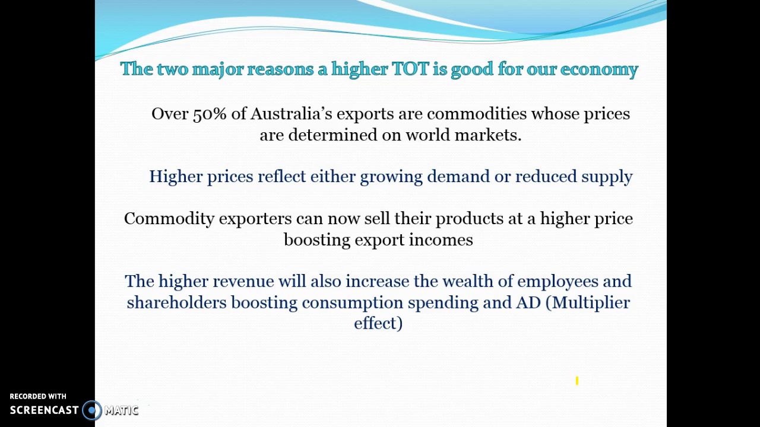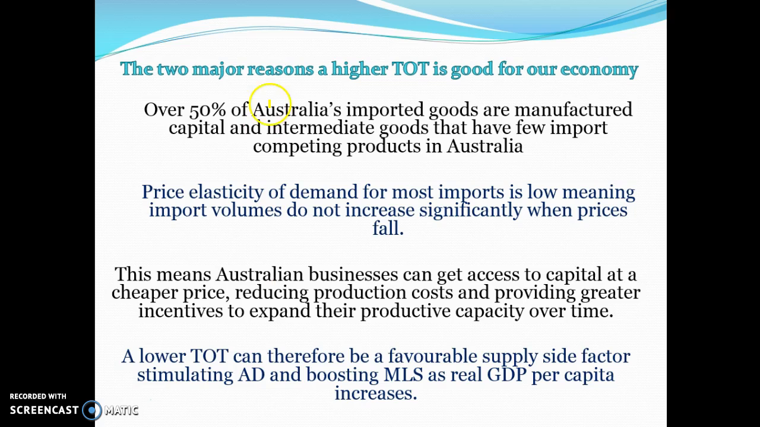Two major reasons a higher terms of trade is good for our economy is because over 50% of our exports are commodities, and therefore at a higher price that leads to more income coming into the economy and more revenue. And secondly, over 50% of Australia's import goods are manufactured and intermediate goods with a low elasticity of demand. So therefore, when the price is low, import volumes don't increase much, and therefore the total level of debits falls.